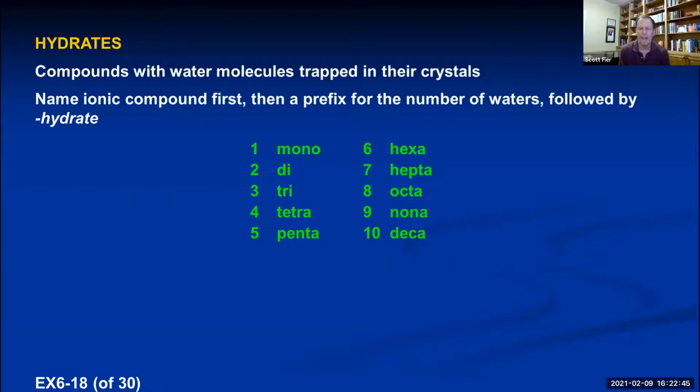A lot of times I get "nana" for that, but nana's my grandmother. And so I don't want you putting my grandmother for 9 waters, put nona, not nana. And 10 would be deca. So if you know these prefixes, then let's see if we can practice writing the formula for an ionic compound from its name and then a name from its formula.